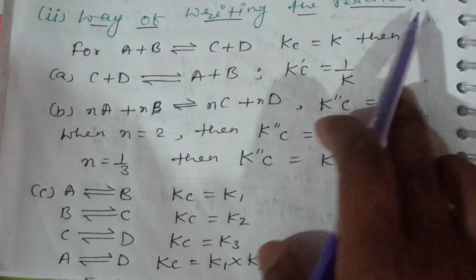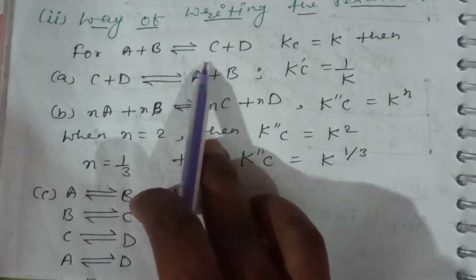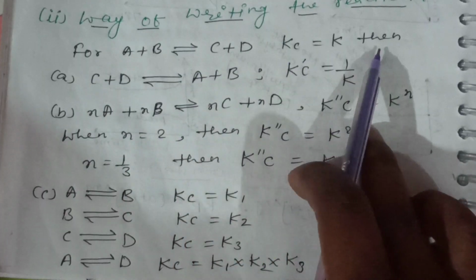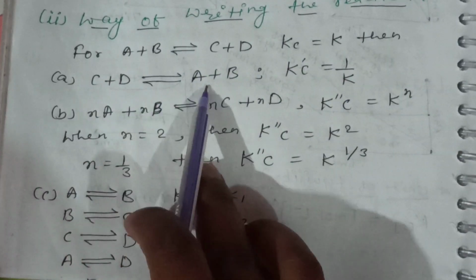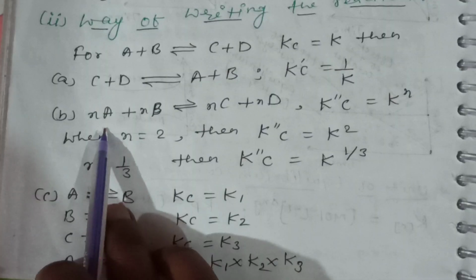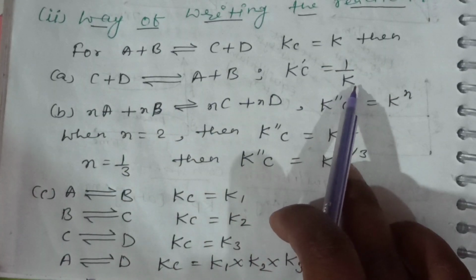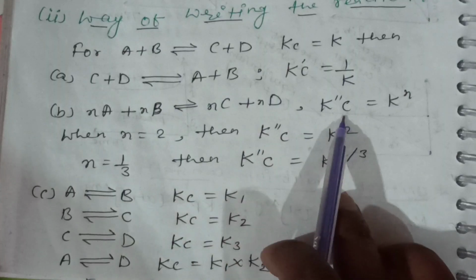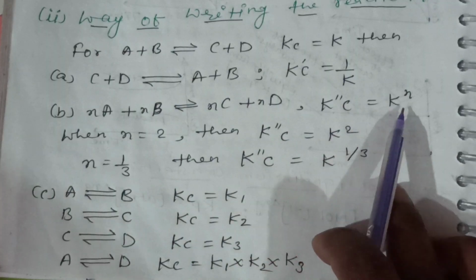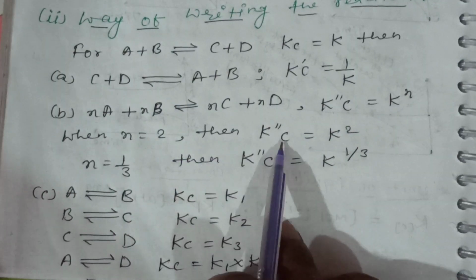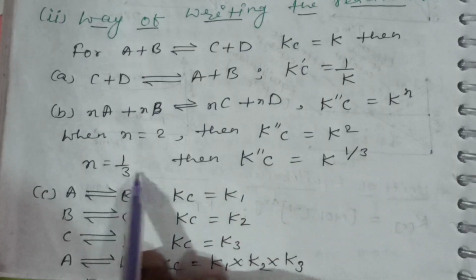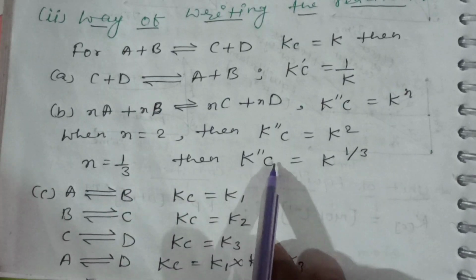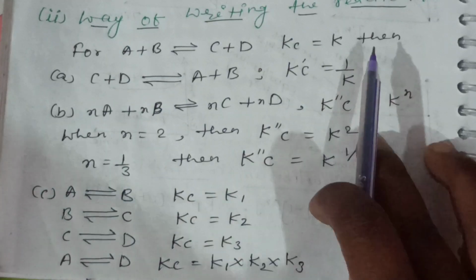Way of writing the reactions. For A plus B in equilibrium with C plus D, Kc is equal to K. Then for C plus D in equilibrium with A plus B, Kc is equal to 1 upon K. For nA plus nB in equilibrium with nC plus nD, K double dash is equal to K to the power n. When n is equal to 2, then K double dash c is equal to K square. When n is equal to 1 upon 3, then K double dash c is equal to K to the power 1 upon 3.